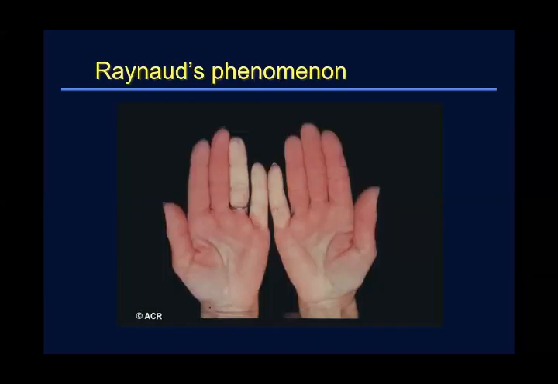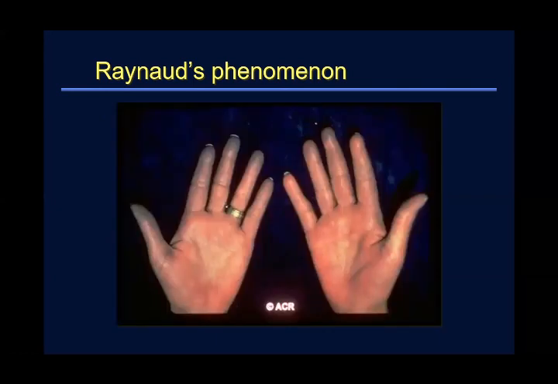This is Raynaud's phenomenon. You can see the digits become white, then they become blue and red because of hyperemia after vascular ischemia. This is the blue stage.